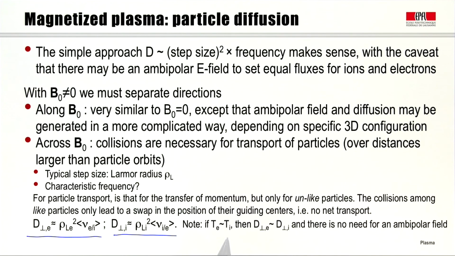Now, if we say that the plasma is at thermodynamical equilibrium, for example, with two temperatures for ions and electrons that are similar, then the perpendicular diffusion coefficients are also similar, because actually the effective collision frequency difference compensates the difference between the two Larmor radii. So in that case, in fact, the plasma does not need to set up an ambipolar field to get equal fluxes. So we have a situation in which there is ambipolarity in a natural way.